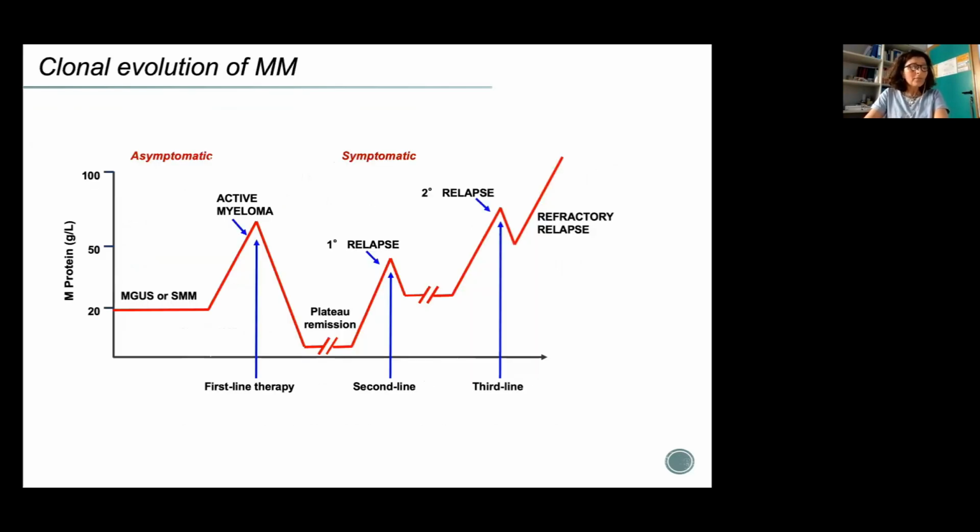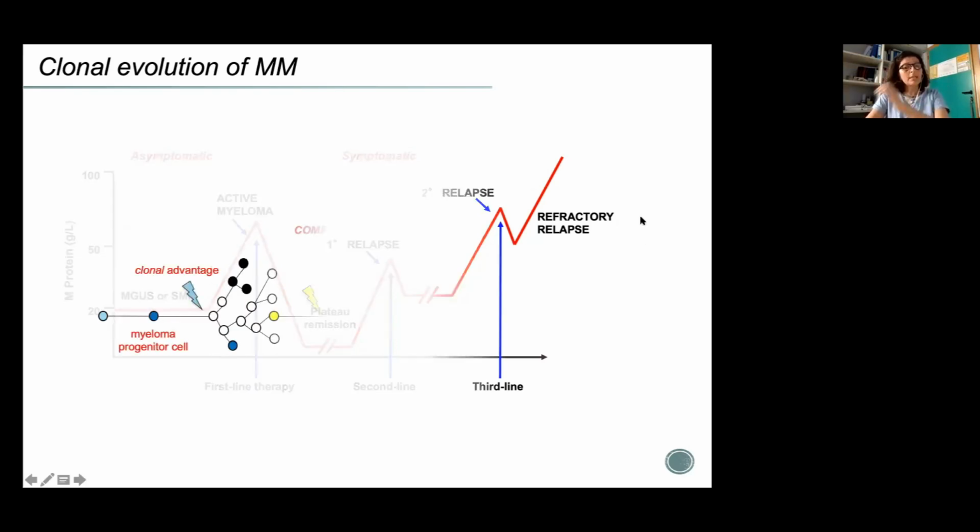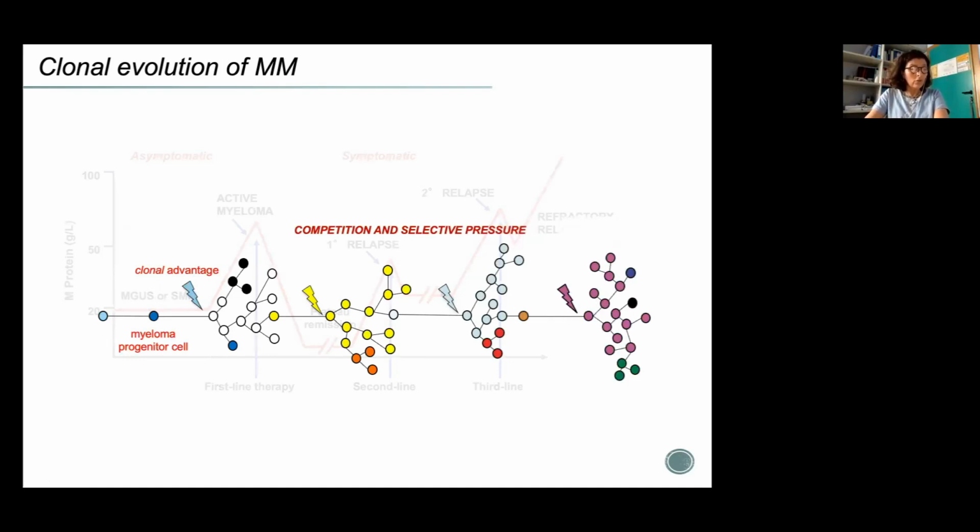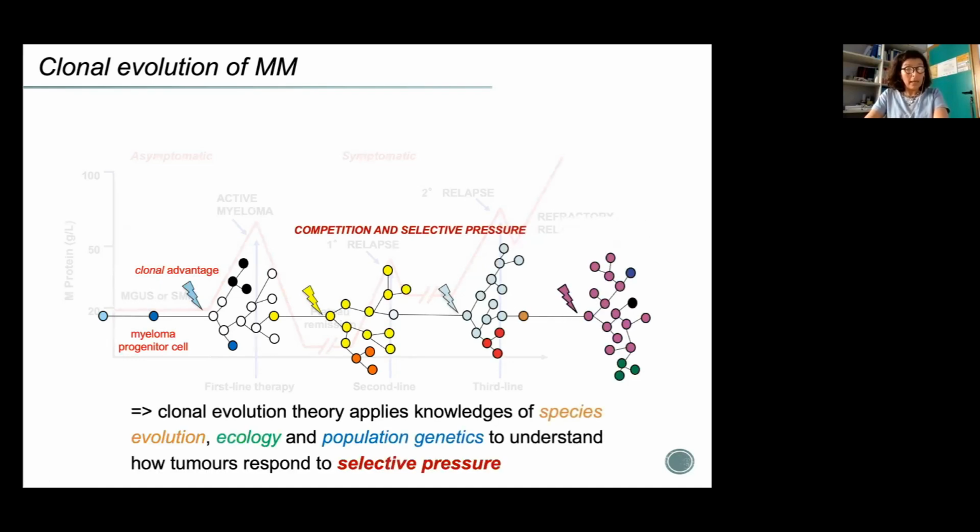However, myeloma still has a fluctuating clinical course with alternating phases of response to therapy and disease recurrence, with response phases even shorter and recurrent phases more and more aggressive up to a final stage of refractory disease. This dynamic has been recently explained by the clonal evolution theory, which, by applying knowledge of species evolution, ecology, and population genetics, has helped to understand how tumors might respond to selective pressure exerted by therapy.